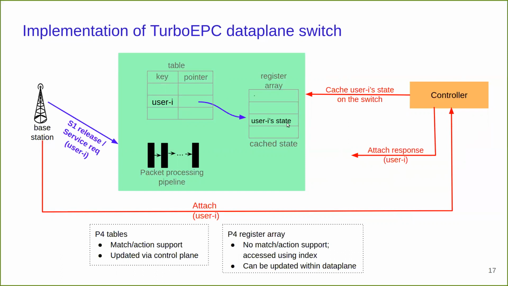Later, when user I's S1 release or service request message arrives at the switch, the packet pipeline performs read and write operations within the data plane itself, modifies the user context, and generates the corresponding response message.